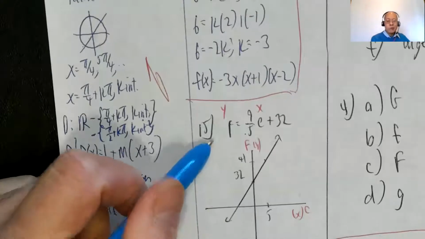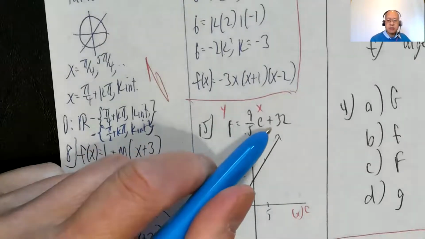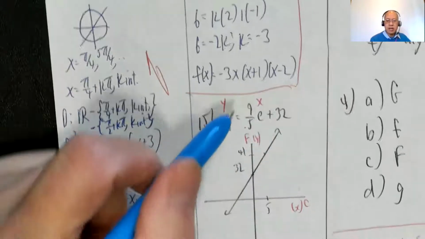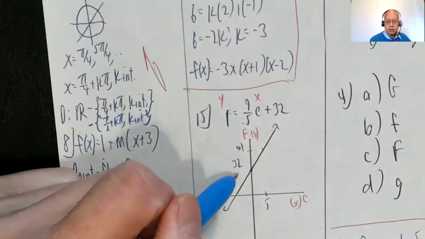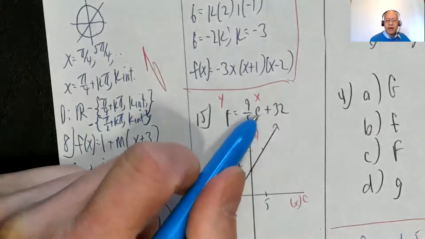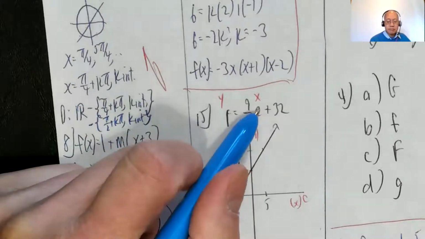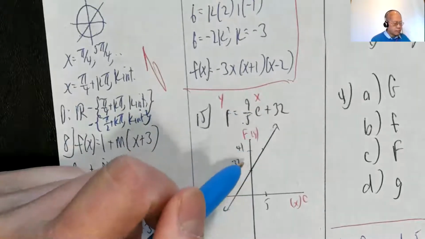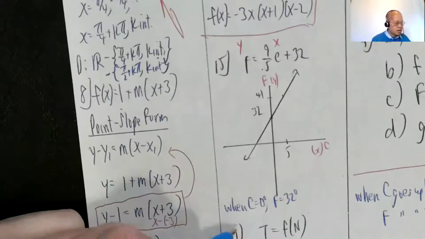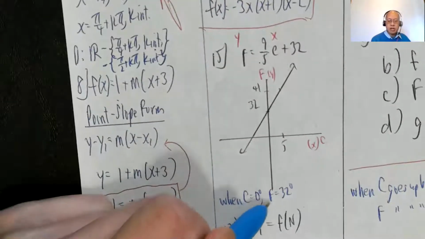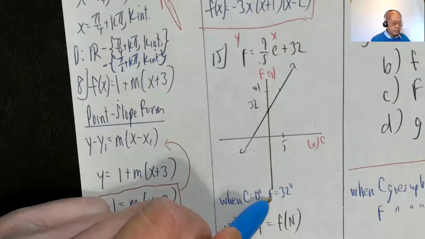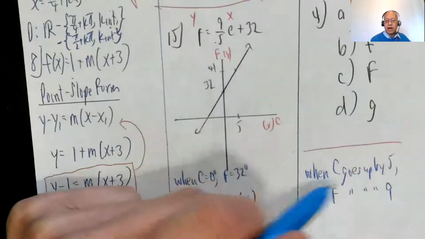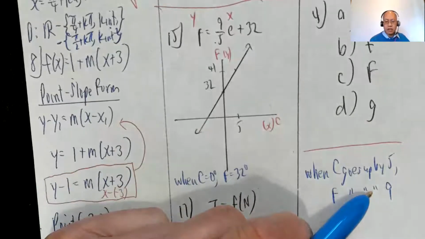Okay, 15. F is 9/5 c plus 32. Okay, that's like y equals mx plus b. I plug in 0, I get 32. I plug in 5, just for convenience. I get 9 plus 32, which is 41. So it looks like so. Okay, so when c is 0 degrees, f is 32 degrees. Okay, slope is 9/5, which means when c goes up by 5, f goes up by 9, or roughly double.